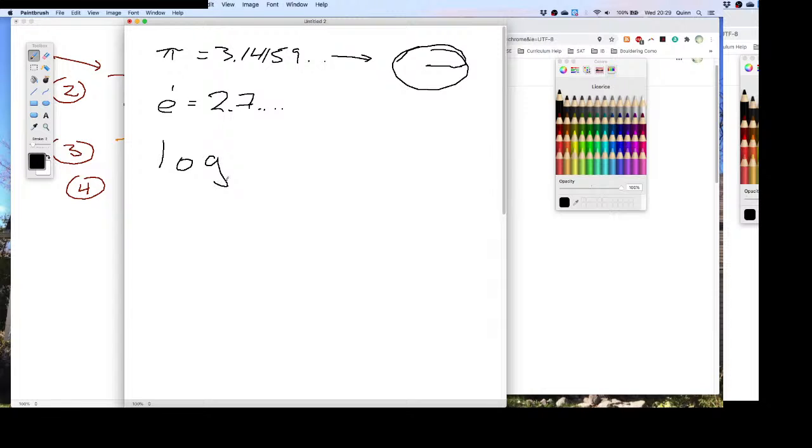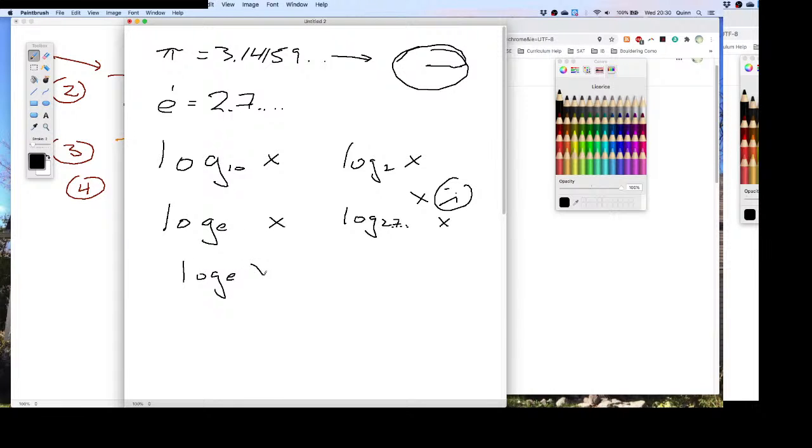So you're used to seeing log base 10 of something, log base 2 of something. Well, when we use the natural log, we can do log base e of something. And e, if you want, we can write log base 2.7... of x. But this is stupid, right? I mean, why would anybody want to write a base with a bunch of decimals? So what they did is they gave it a letter e, and now it's log base e of x, or whatever the argument is.